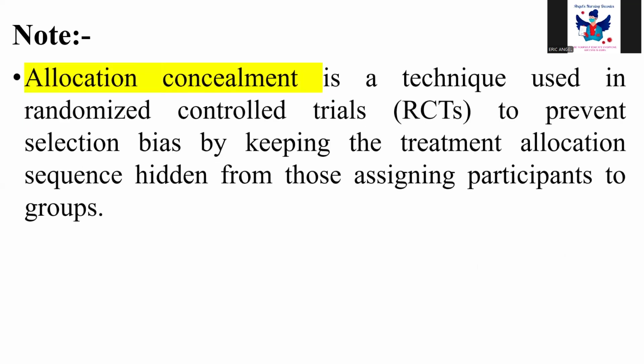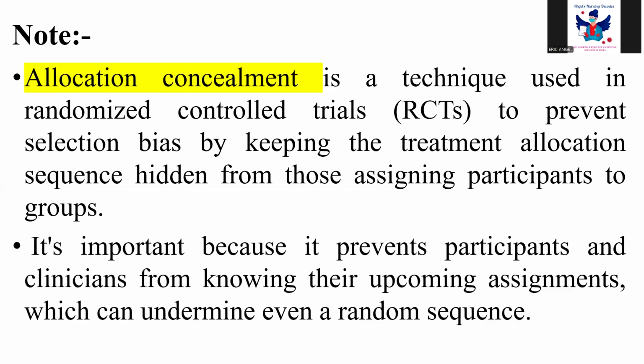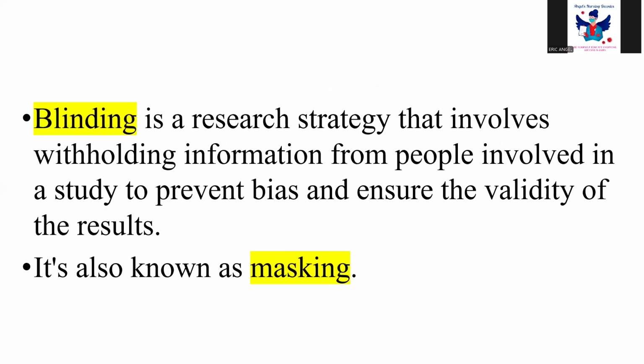Allocation concealment is a technique used in randomized control trials to prevent selection bias by keeping the treatment allocation sequence hidden from those assigning participants to groups. It's important because it prevents participants and clinicians from knowing their upcoming assignments, which can undermine even a random sequence. Blinding is a research strategy that involves withholding information from people involved in a study to prevent bias and ensure the validity of results. It is also known as masking.